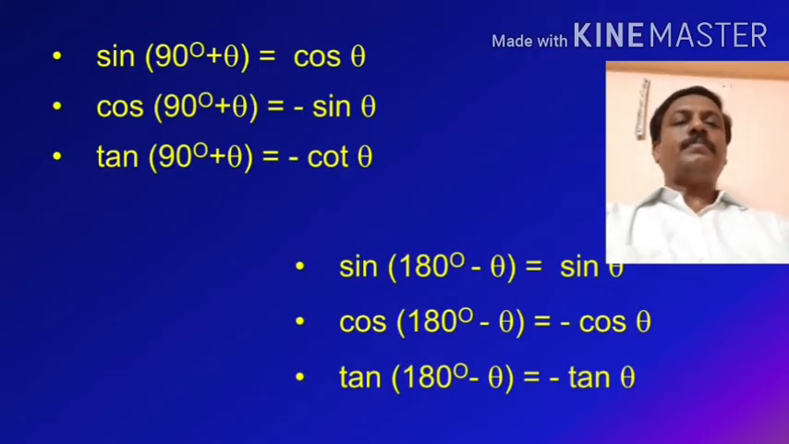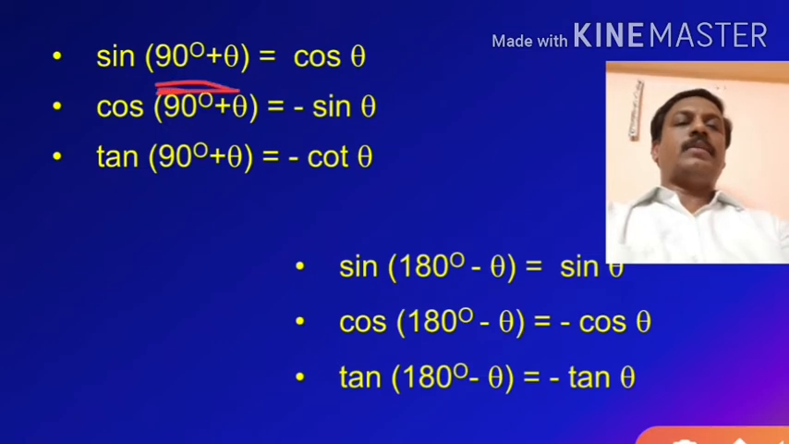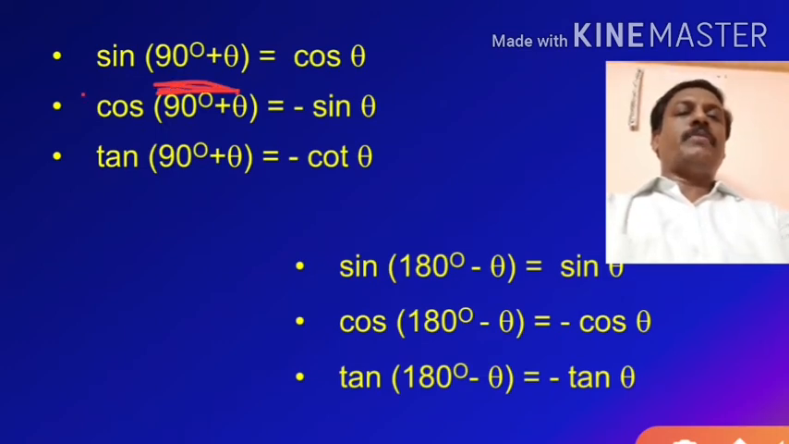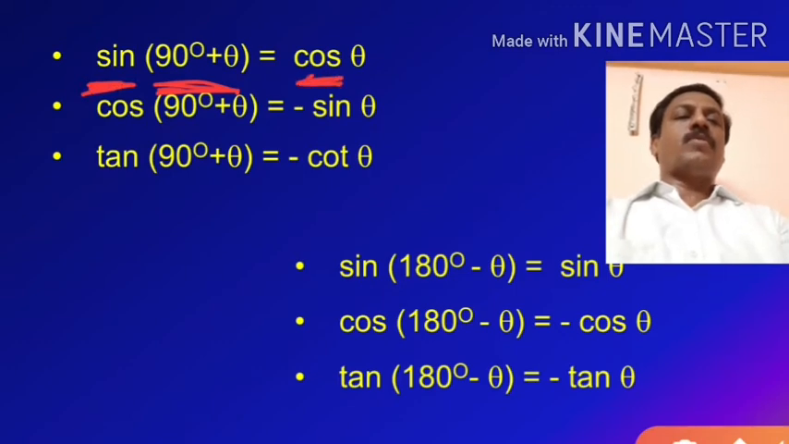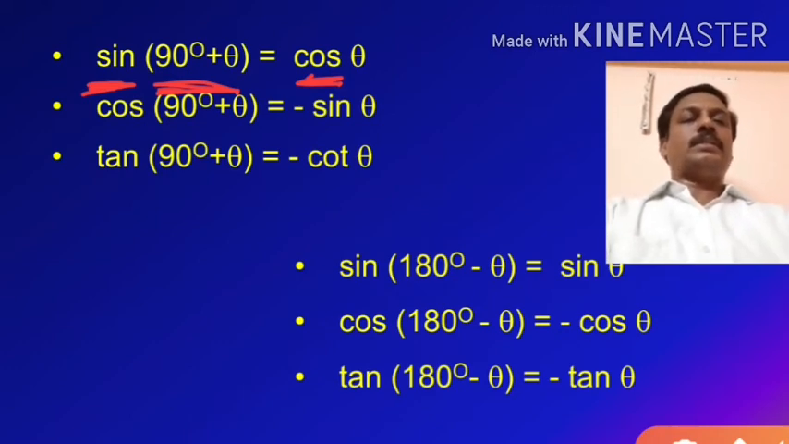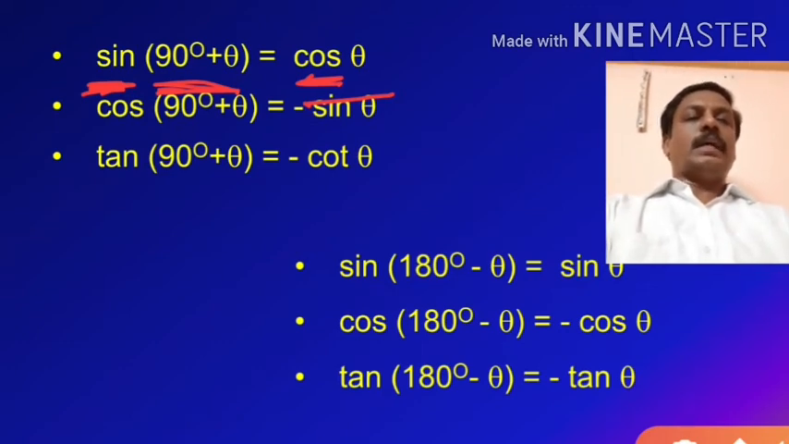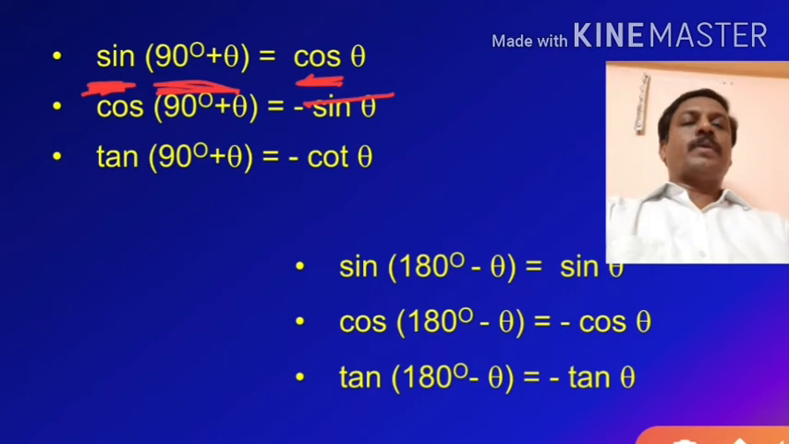See here, sine 90 plus theta. Here you remember one thing: if the angle is in the form 90 plus theta, then every function changes to its co-function. Means sine changes to cos, cos changes to sine, tan changes to cot, sec changes to cosec, that way. So here sine 90 plus theta, therefore sine changes to cos, and 90 plus theta comes in the second quadrant. In second quadrant, sine is positive, therefore this value is positive.